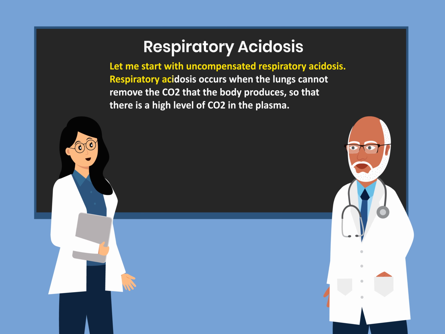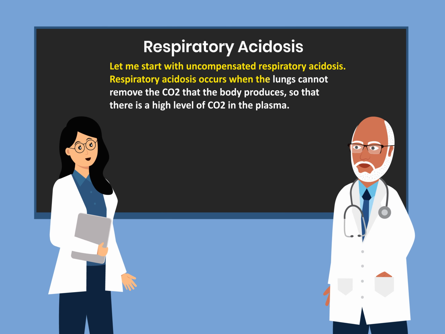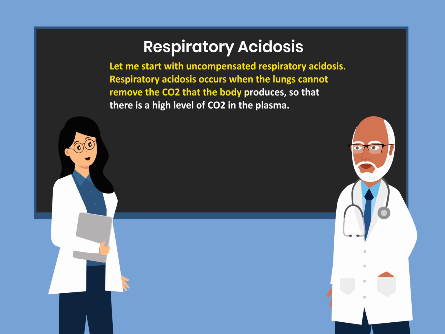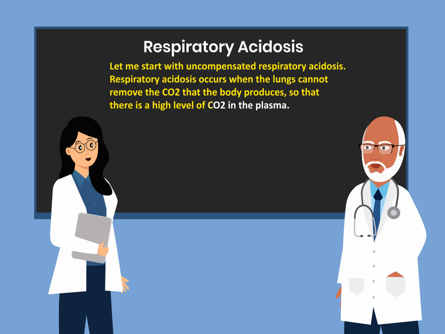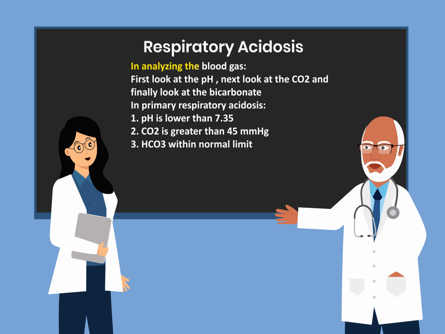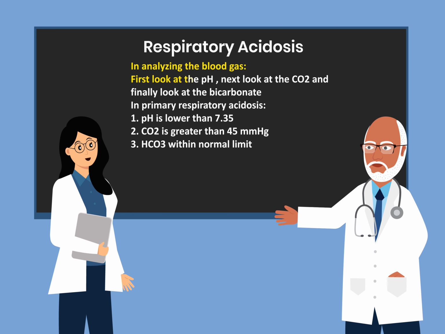Let me start with uncompensated respiratory acidosis. Respiratory acidosis occurs when the lungs cannot remove the carbon dioxide that the body produces, so that there is a high level of carbon dioxide in the plasma. In analyzing the blood, first look at the pH. Next, look at the CO2. And finally, look at the bicarb.